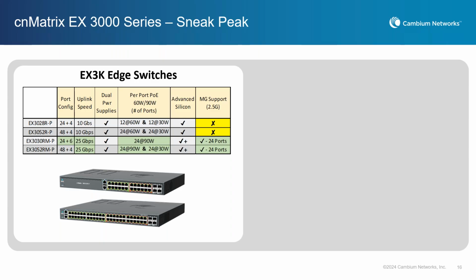These two new switches definitely use high end advanced silicon. And the big difference with these two new switches, we do support multi-gig, so at 2.5 gig per port. So on the 3030 RM, all 24 ports support the multi-gig, and on the 3052 RM, 24 of the 48 ports support the 2.5 multi-gig, and the remaining 24 ports support 1 gig.